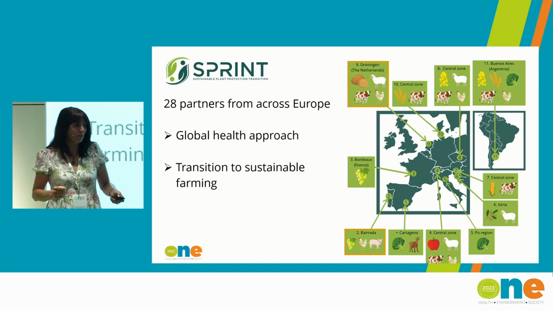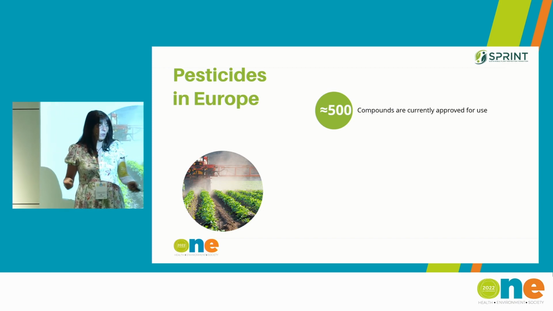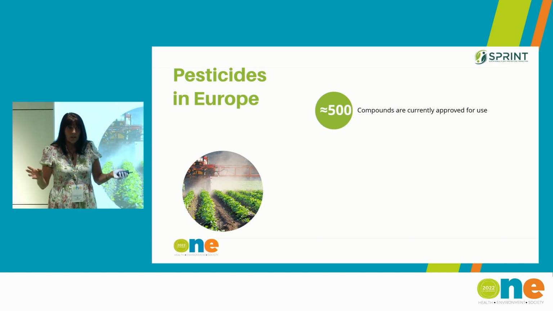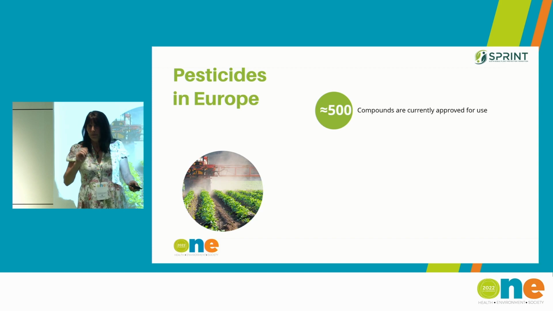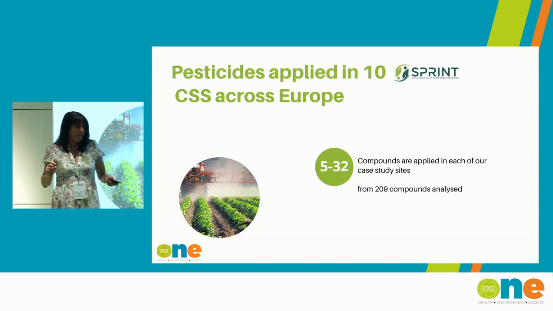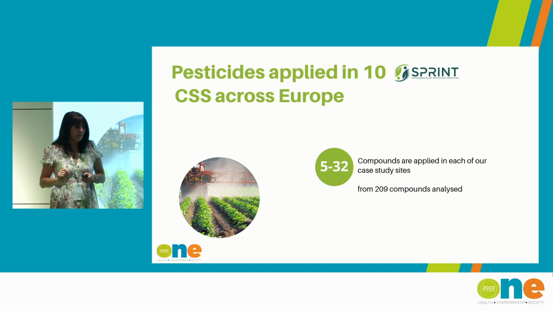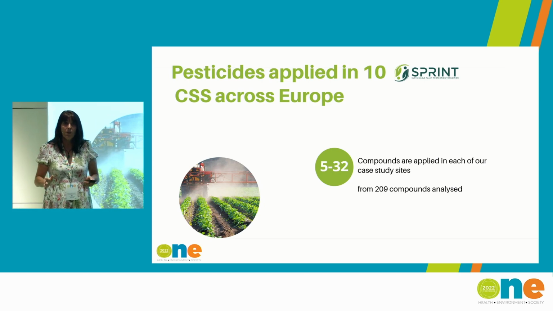Where are we talking about? We all know that we have about 500 different components on the European market, which are composed into about 2,000 different pesticides. What do you think, how many are applied per case study site? And we were covering the European main crops. We have in each of our case study sites 5 to 32 different components which are applied in one growing season.